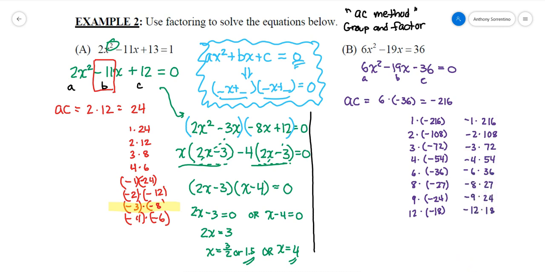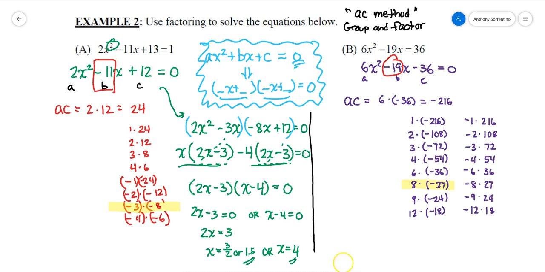It can take a while to do, but I came up with the entire list of all integer factors of negative 216. As you can see, there are 16 different combinations here. I want the one combination that's going to give me a negative 19. When I take the two terms in these lists and add them together, I want to get negative 19. That'll happen when I have 8 and negative 27. 8 plus a negative 27 is in fact negative 19. So that's the combination I want, and that's the combination I want to split that minus 19x into.